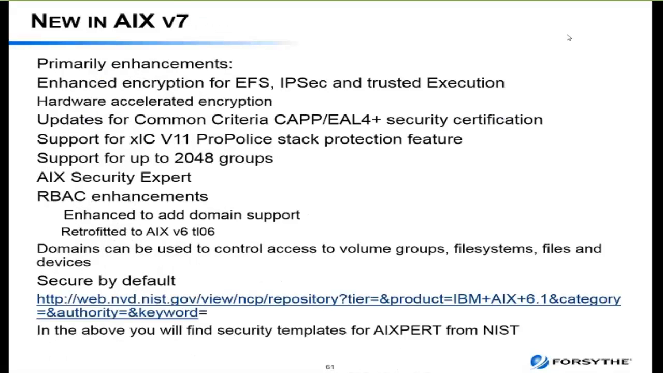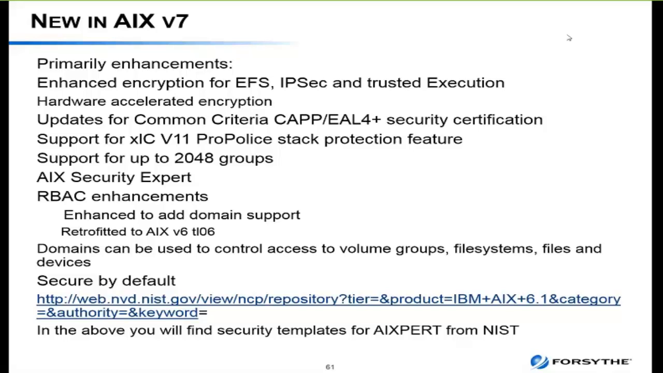Then in AIX version 7, they added a few more security things. Most of what they added was actually enhancements. As an example, they enhanced the encryption for the encrypted file system, for IPsec and for trusted execution. Plus, they added hardware-accelerated encryption, so on the Power 7 chips they've now added some crypto stuff. They also added some security certifications. One that was of interest to a lot of people was the EAL4+.